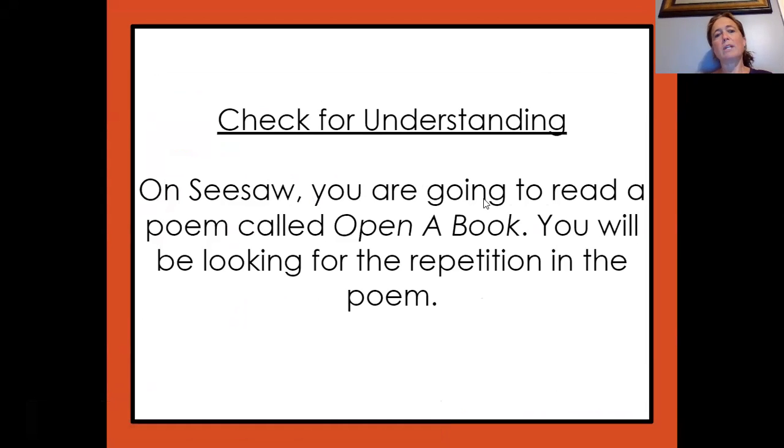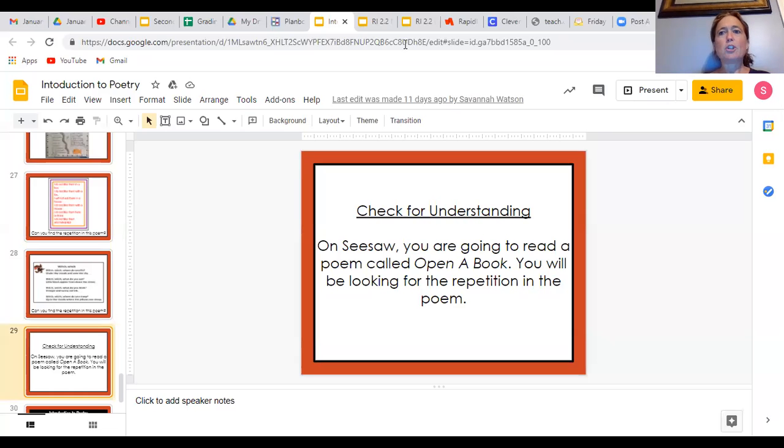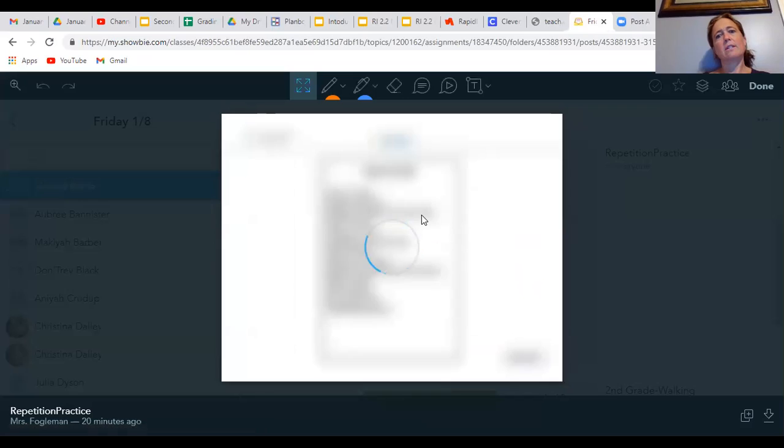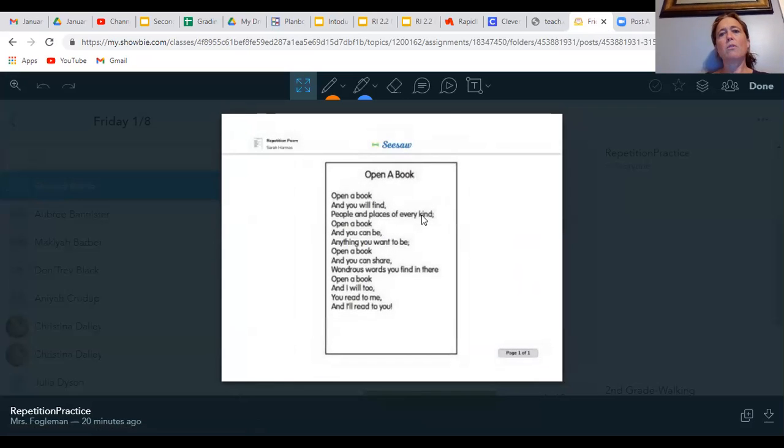Shobi, you are going to read a poem called Open a Book. You will be looking for the repetition in the poem. So here are the directions that I want you to follow. Okay, let me pull up Shobi. In Shobi, I have included the poem Open a Book. You are going to press the record button, record yourself reading the poem, and then you're going to go through and circle the places that you see repetition. Again, you are first recording yourself reading it, then you are circling the places that you see repetition.